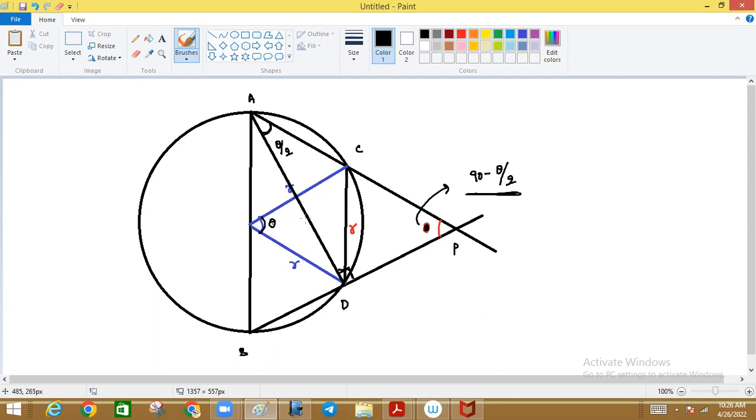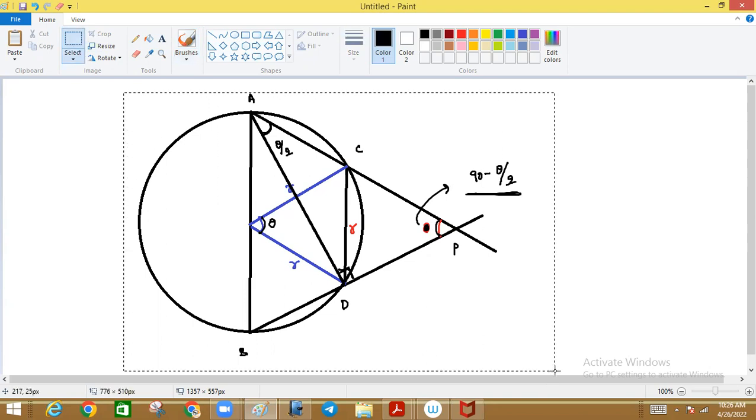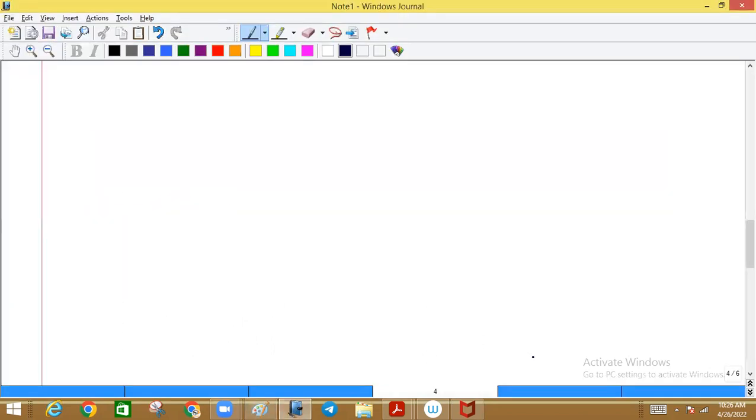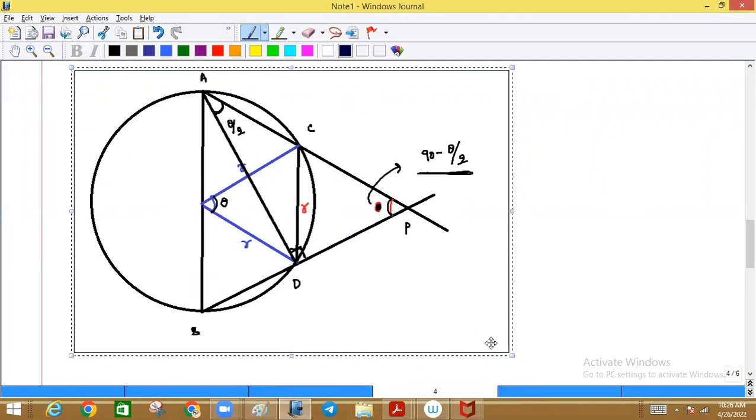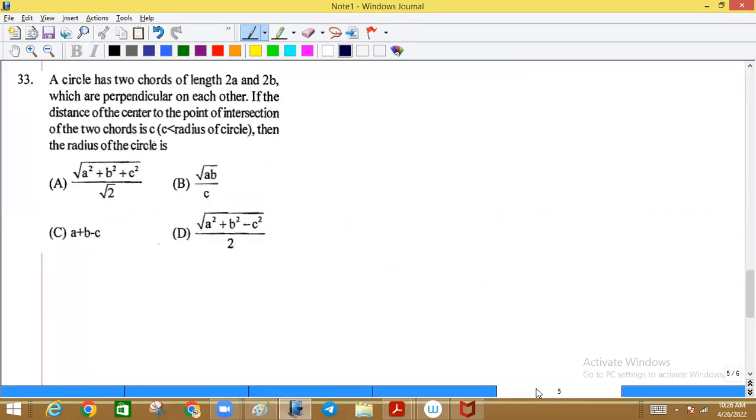If this angle is theta, what about this angle? That angle is 90 minus theta by 2. But here theta is 60. That is the reason 90 minus 30 is how much? 90 minus 30 is 60 degrees.